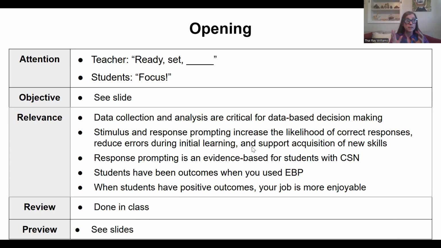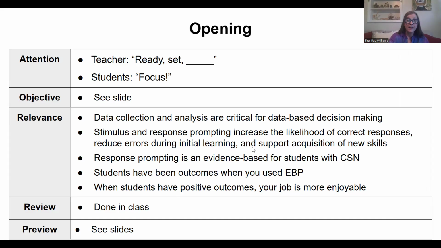One of the things I'm going to do is an attention getter with you each week so that by the end of the semester, you have at least 15 attention getters that you can use in your classroom, and we'll look at birth to 5 all the way up to secondary. And so this week, attention getter, the teacher would say slowly, ready, set, and then your students would call out focus. And as they say focus, you are scanning the classroom, making sure everyone is attending, they are engaged, and they are ready to learn.